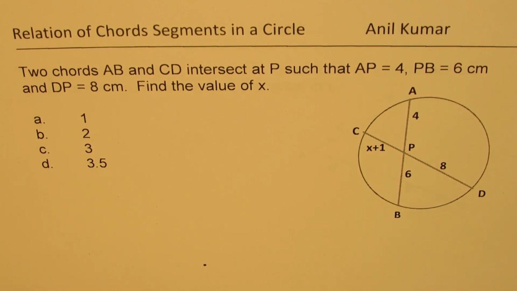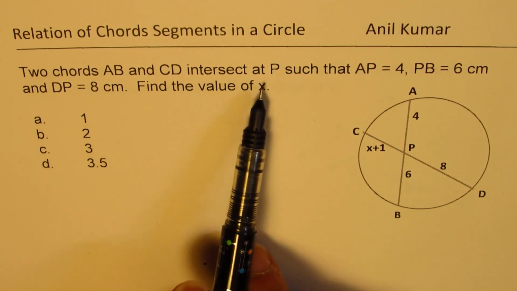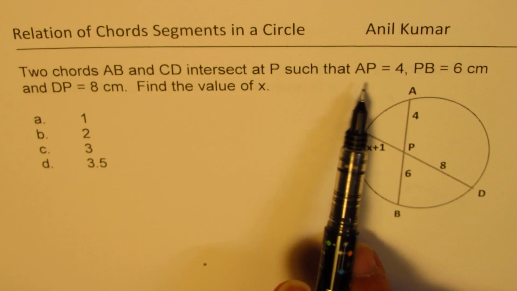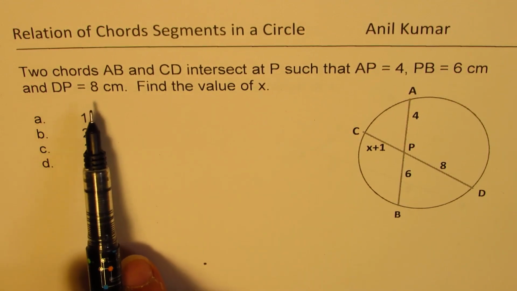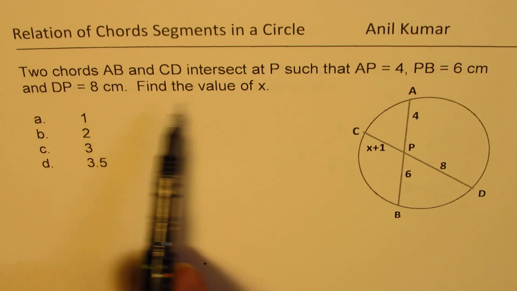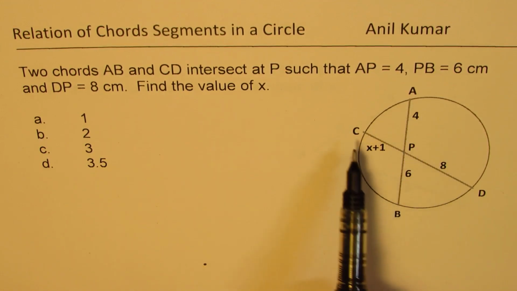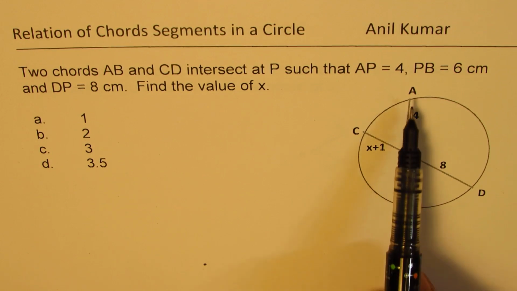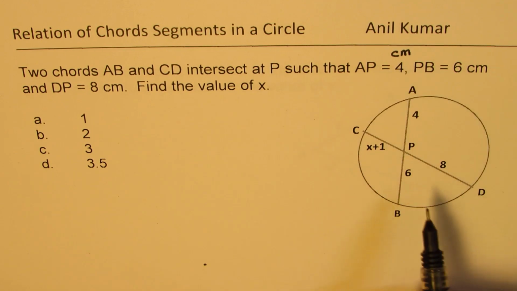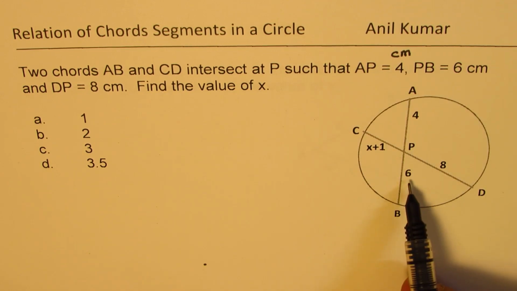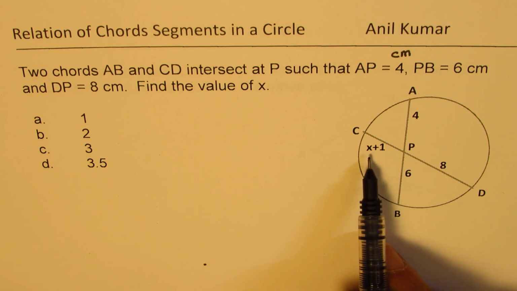The first one here is, two chords AB and CD intersect at P such that AP equals 4, PB equals 6 centimeters and DP equals 8 centimeters. Find the value of X. So these are the two chords which intersect at P. AP is 4 centimeters, so all units are in centimeters. P to B is 6 centimeters, P to D is 8 centimeters. You need to find the value of X.